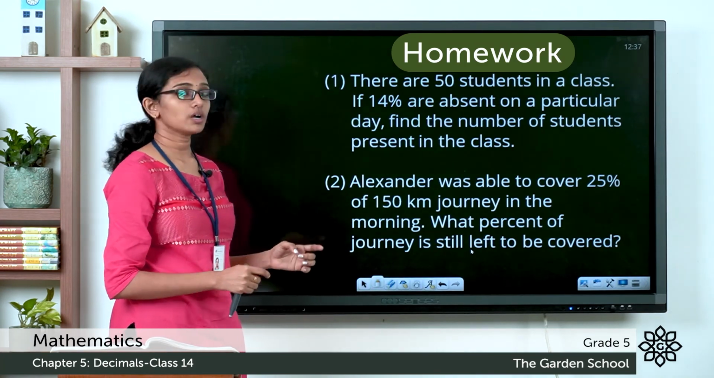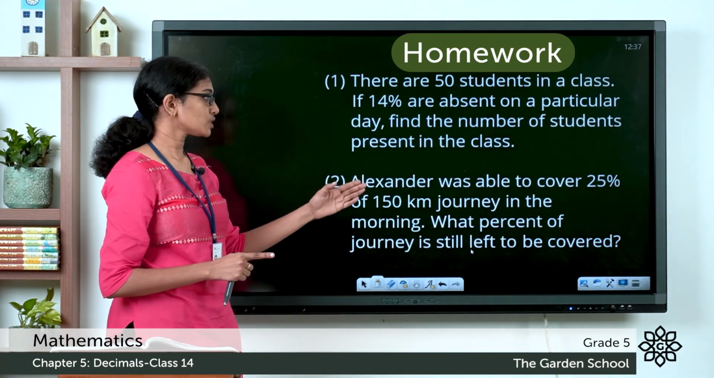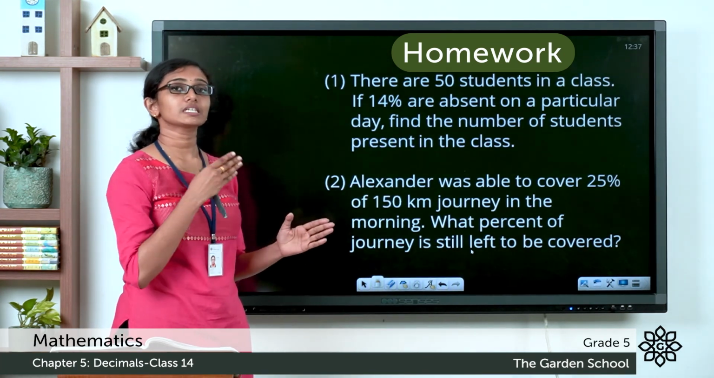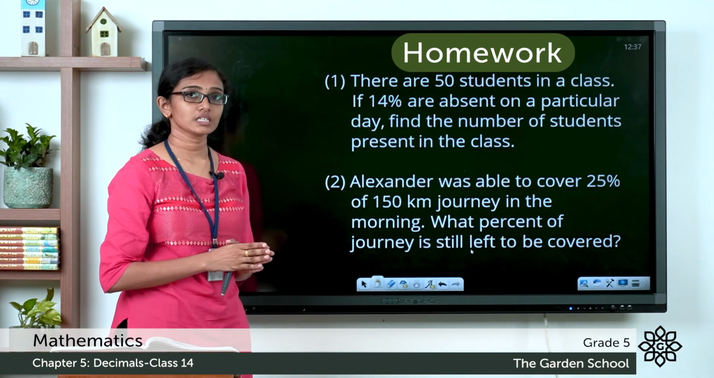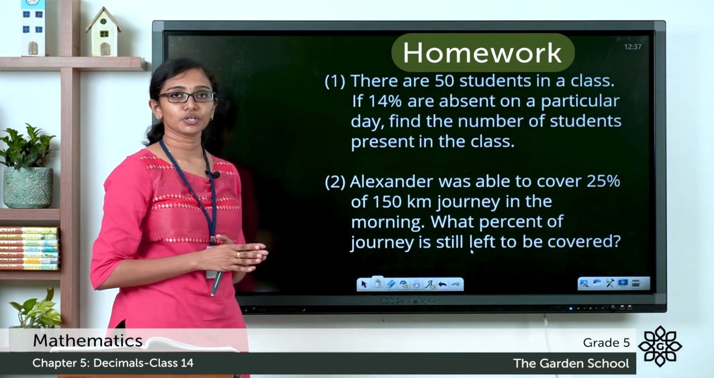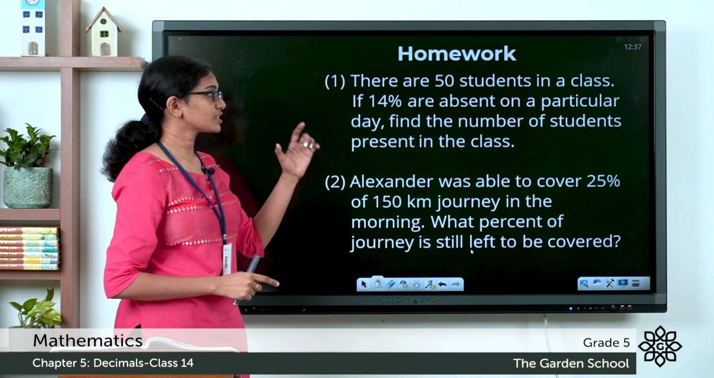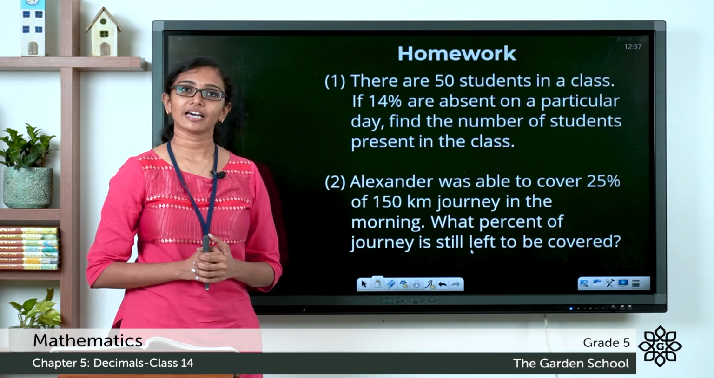And you are asked to find out what percent of distance is yet to be covered. So once you find out the distance that he already covered, you can easily find out what is the distance left that is to be covered. So if you find out the distance yet to be covered, you can easily find out the percent of the distance to be covered. Hope these questions are clear to you. Work these questions out in your notebook, take a picture and send it through Teams.